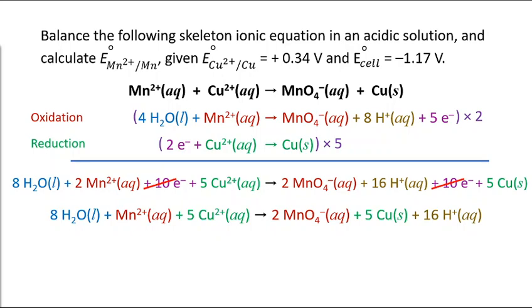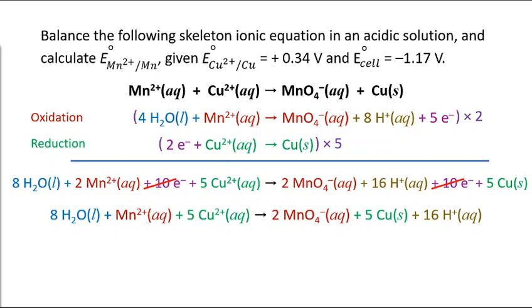If for some reason the question asks about the basic solution, because you have 16 H pluses on that right side, you would need to add 16 OH minuses to both sides and then cancel out whatever waters are left over there. So the second half of this problem is asking you to solve for the half cell potential of the manganese 2 plus manganese.